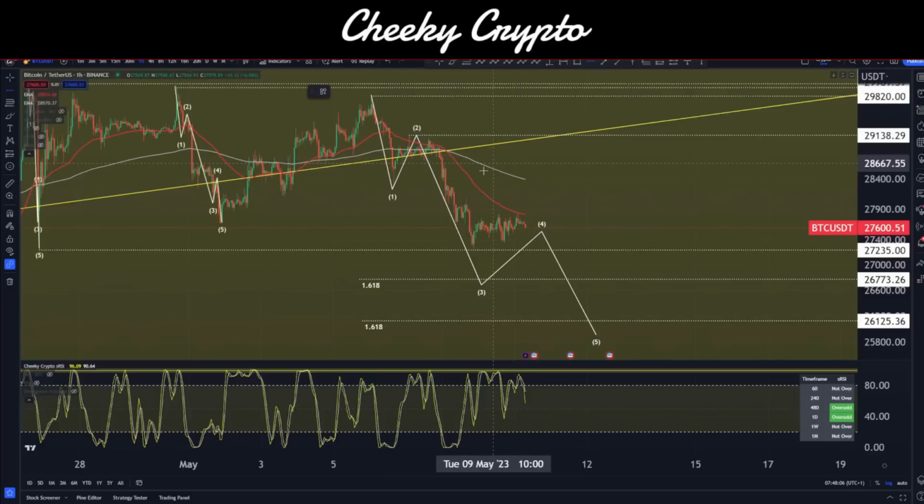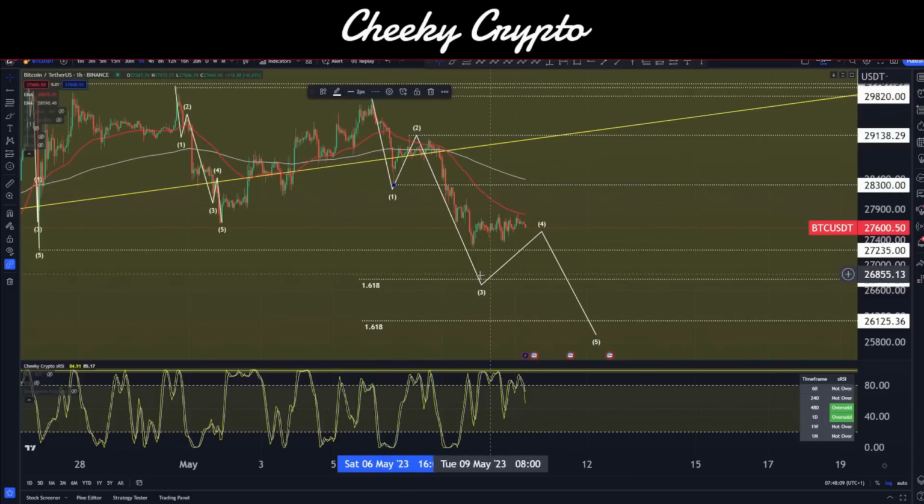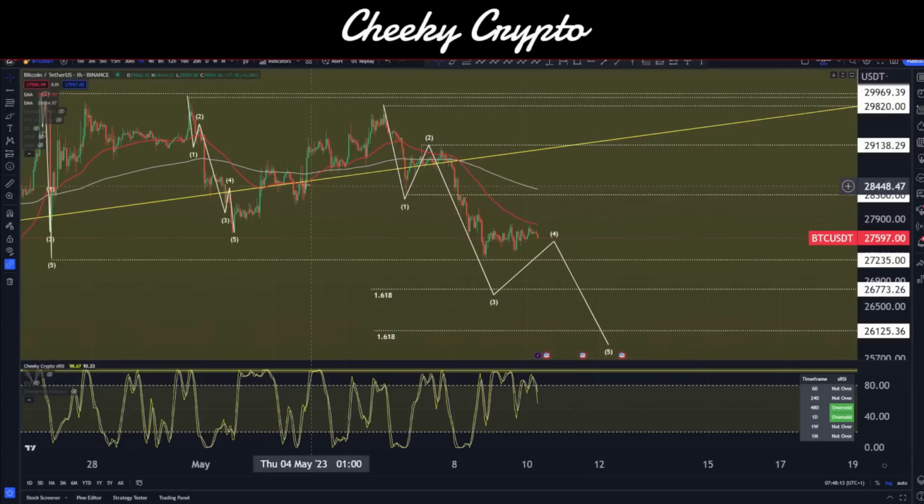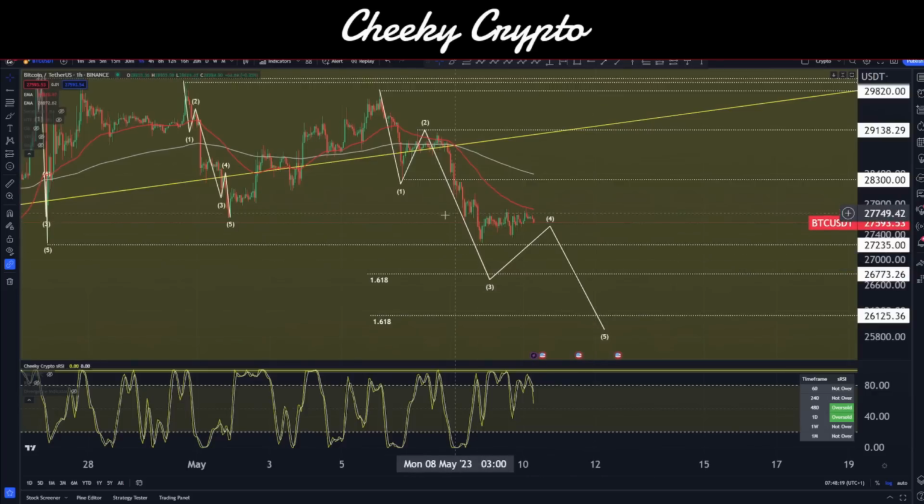If we come up higher than this level here, 28,300, then we are going to be able to say, nope, that's not what's going on. And we can say that we're probably in some kind of zigzag pattern and we're done and dusted, okay? So we've got a few things to consider. We kind of know what we want to see, which is the 26,773. Because that's a nice, neat way to hit the 1.618 and complete structures.